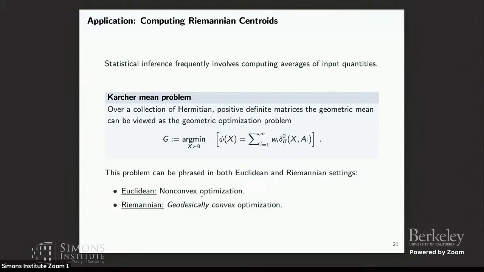And recall what we said earlier, that this is one of the interesting problems that's non-convex in the Euclidean setting, but with this choice of metric, it is geodesically convex. So by using our Frank-Wolfe methods here, we get global convergence guarantees.